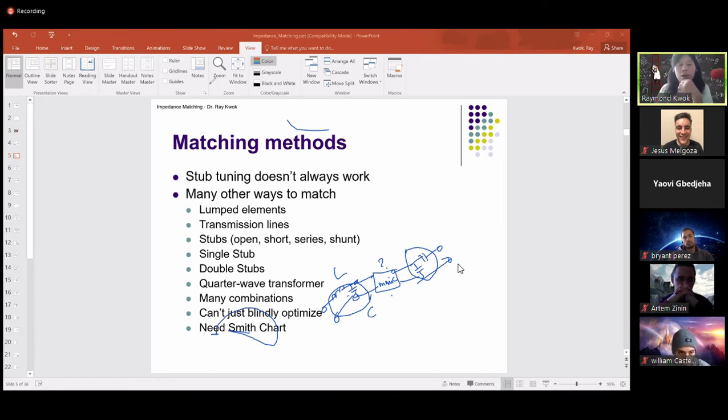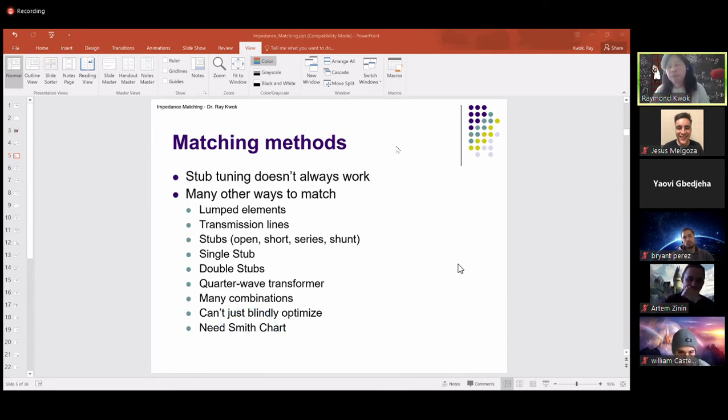Smith chart, you can still do Smith chart on AWR, by the way. And a lot of people don't use Smith charts these days because the computer is so powerful. So you can bypass that step a lot of times.